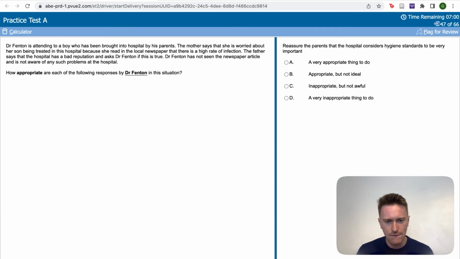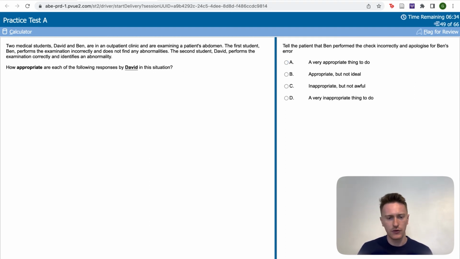Someone's worried about the infections, they've read something, and the doctor's not seen it, but they need to respond. So reassure that they consider it to be very important: very appropriate. And you would say that. Regardless of whether or not he knows the specific data, clearly the hospital will consider it to be very important. So that is an appropriate thing. Offer to find out more. Absolutely, that's a good way to diffuse the tension. I'll look into that for you.